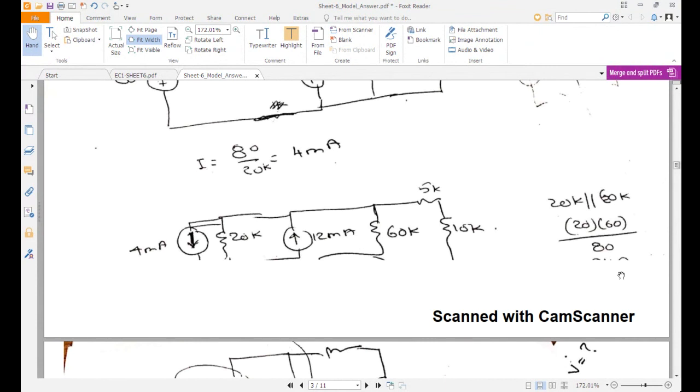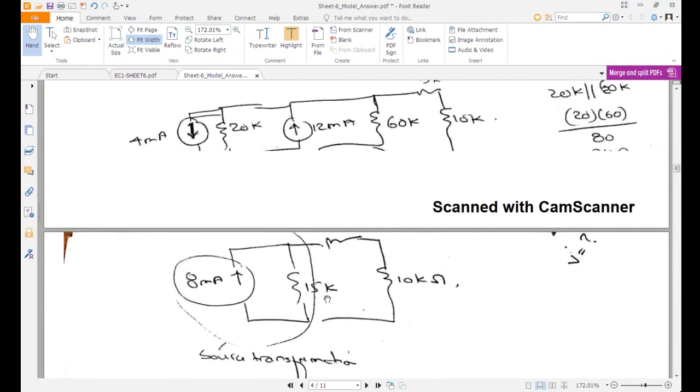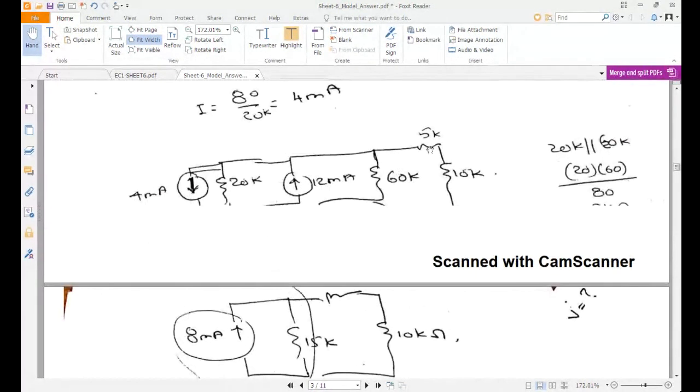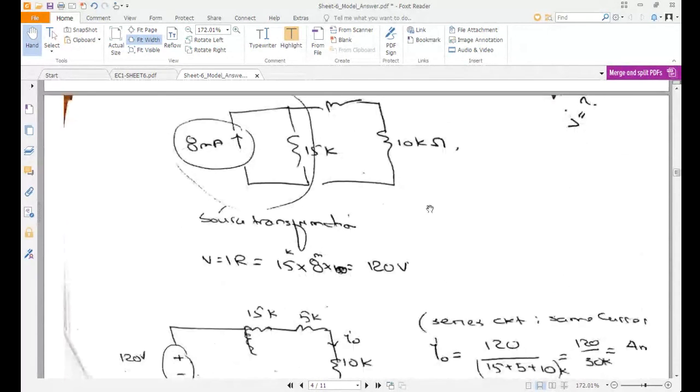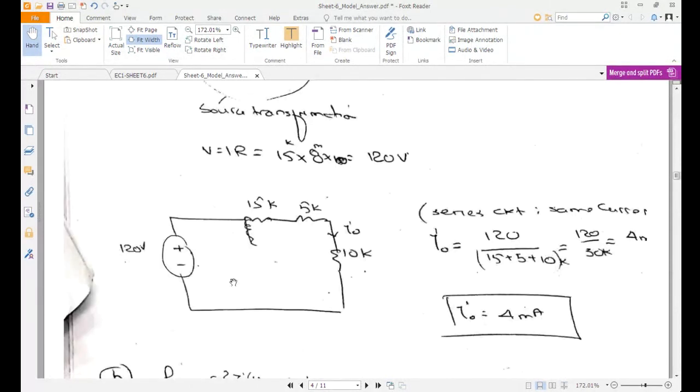20 kilo, 60 kilo. You will get 15 kilo. So this current source is 12 minus 4, which is 8 milli, and these two are parallel, 15 kilo. Is it clear? So again you convert this to a voltage source. 15 multiplied by 8, you will get 120 volt, like this. All are in series. Okay. By using Ohm's law, you will get I naught equals 4 milliamps.